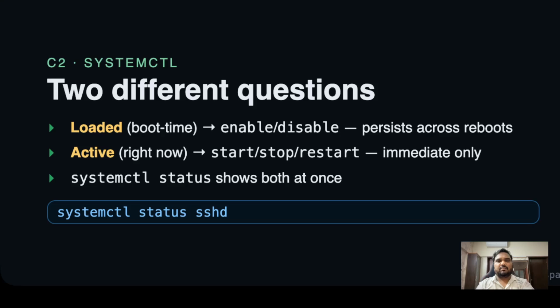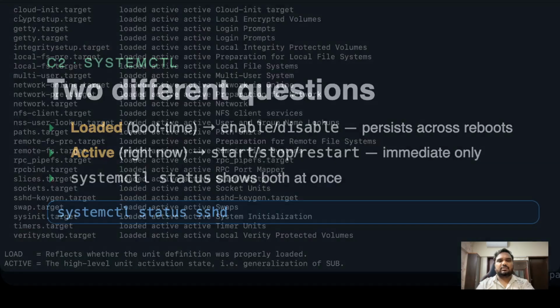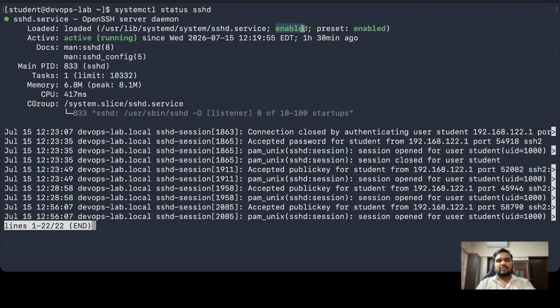The single command that shows you both at once is systemctl status. Let's see a demo of a status for a service. So we see that the service is enabled and it is running right now. This is the main PID of that service, 833. It's in the last line of the output.